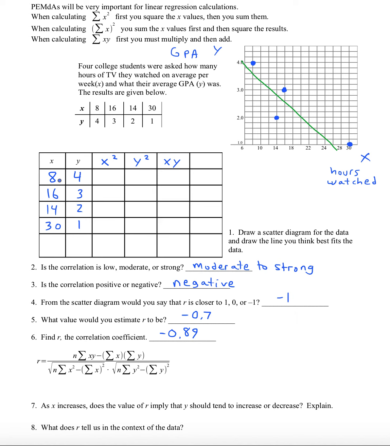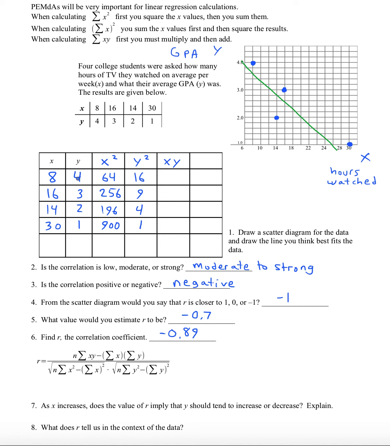So first we square the x. 8 times 8 makes 64. 16 times itself makes 256. 14 squared is 196. And 30 squared is 900. Now let's square the y values. We get 16, 9, 4, and 1.